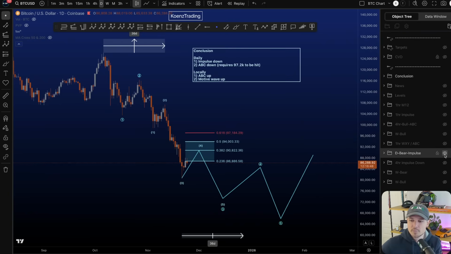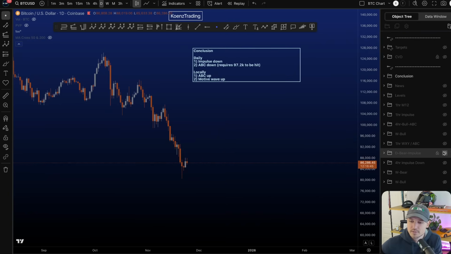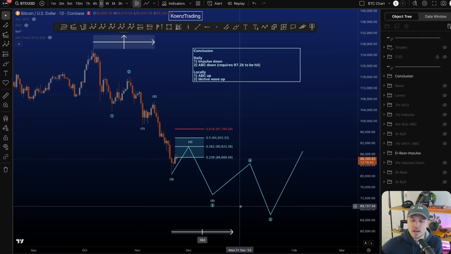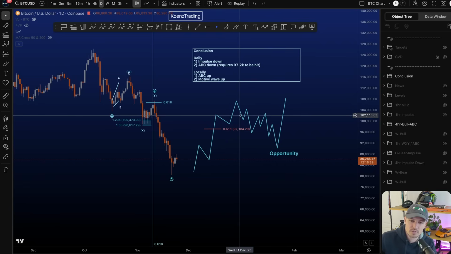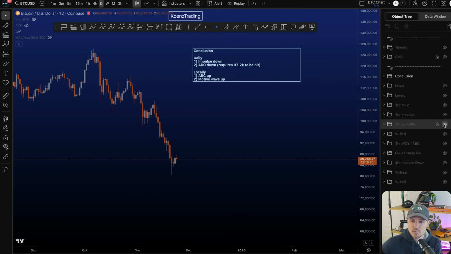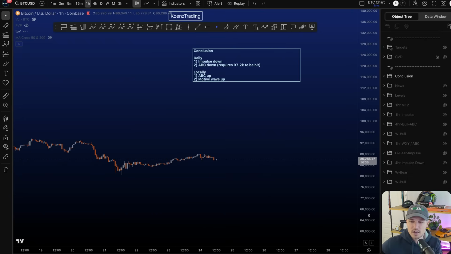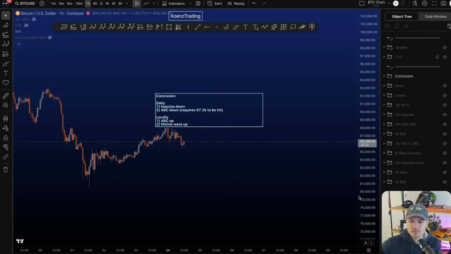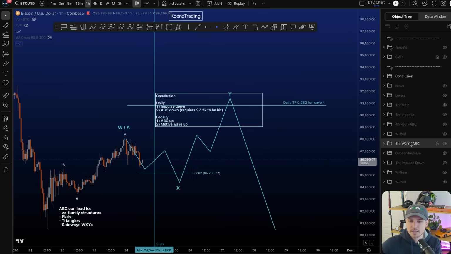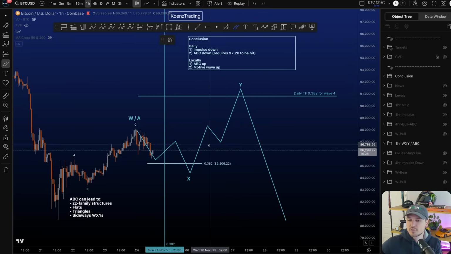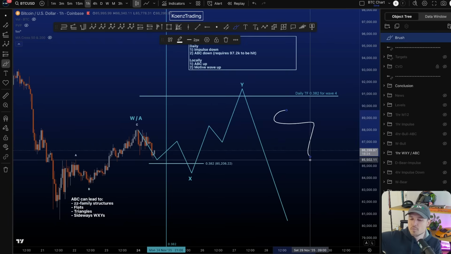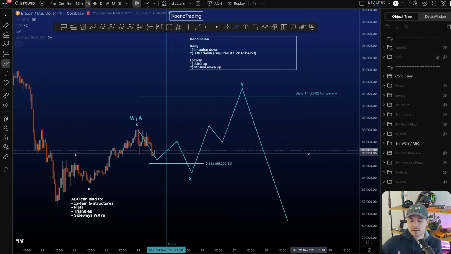So at the moment, probability is higher for an impulse to the downside, which is this scenario here, compared to an ABC to the downside, which requires 97.2K to be hit. And locally on a 1 hour time frame, the probabilities are higher that this structure so far is an ABC to the upside. Preferably though, looking for a larger corrective structure to get a bit of a longer move in a larger wave 4 for the impulse to the downside.